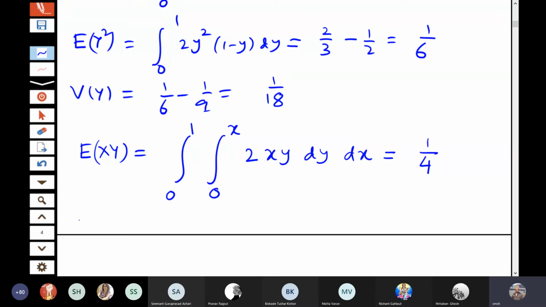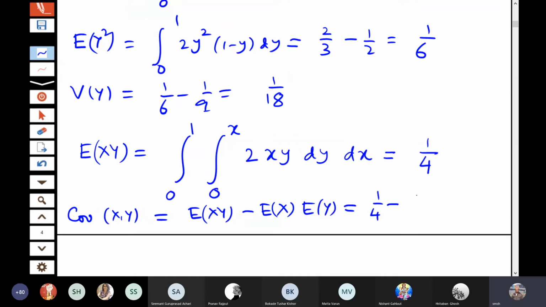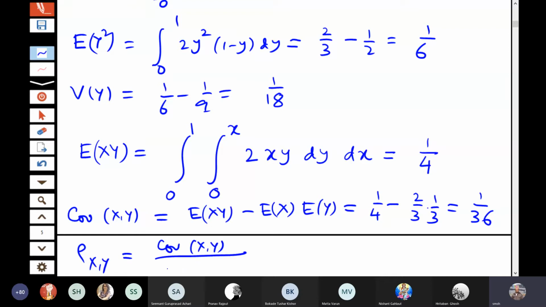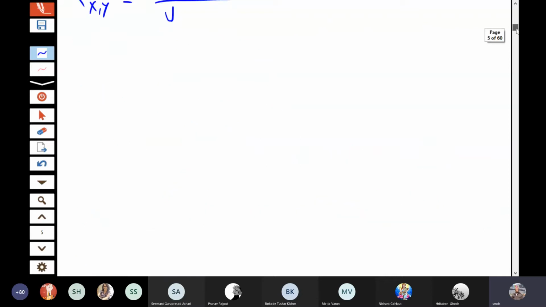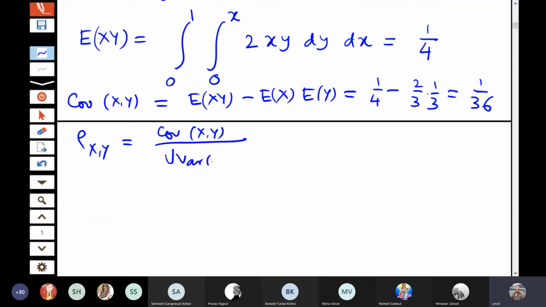So you get the covariance between x and y, that is expectation of xy minus expectation of x into expectation of y, that is 1 by 4 minus 2 by 3 into 1 by 3, that is 1 by 36. So the coefficient of correlation between x and y, that is covariance between x and y, divided by square root of variance of x into square root of variance of y.